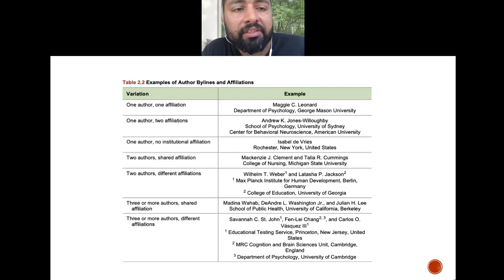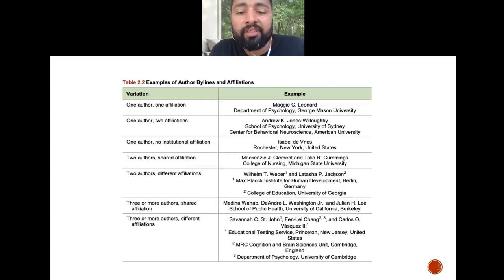One author, one affiliation: you can write one author's name and affiliation. One author, two affiliations: sometimes the author may be affiliated to two institutions, then write the author's name and write the two affiliations. One author, no institutional affiliation: write the author's name and his address. That would be fine. Two authors, shared affiliation: write the names of the two authors, and the affiliation institution.